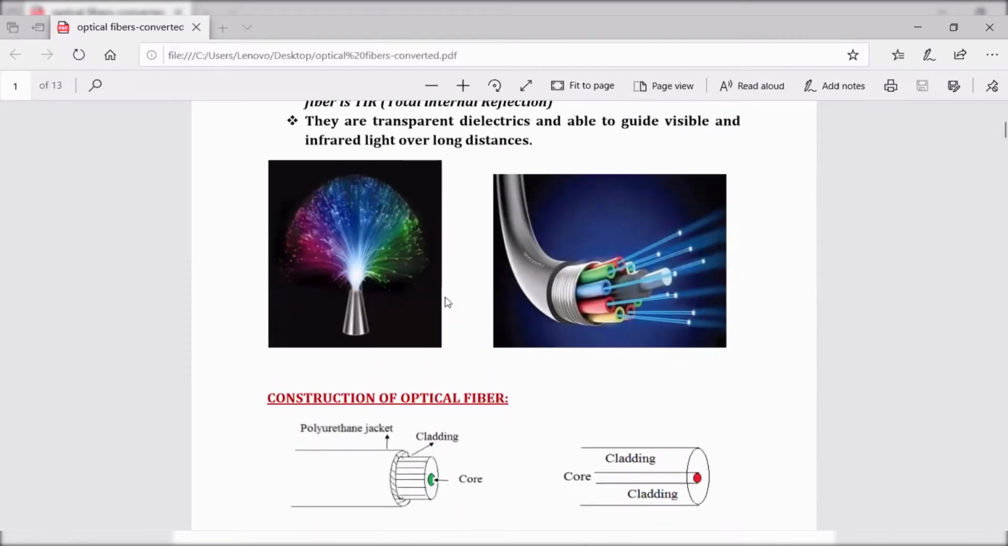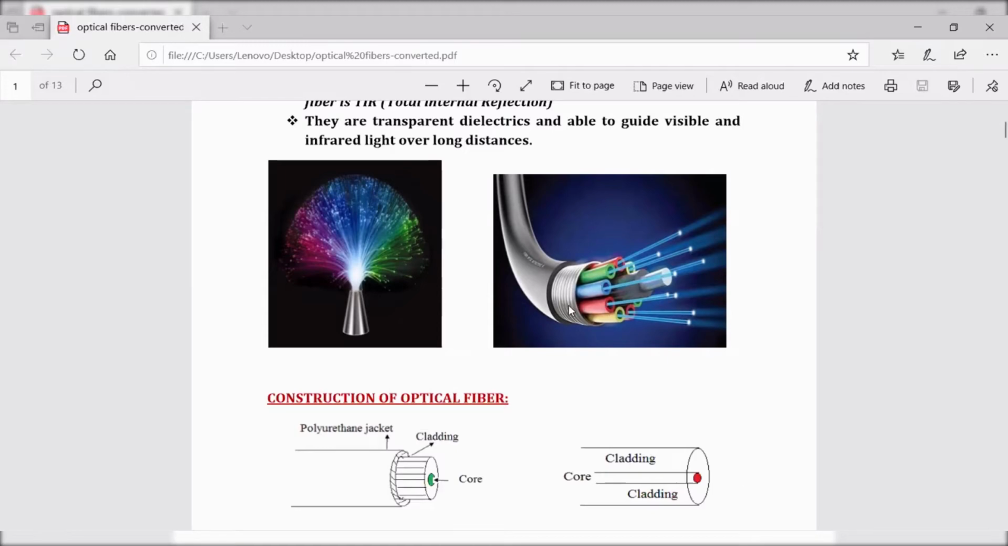So these are the examples of optical fibers. This is an optical fiber flower vase. Here we can see each strand is an optical fiber. An optical fiber is a very thin, hair-like structure made of either plastic or glass. Here there is a cable of optical fiber which consists of a number of optical fibers.